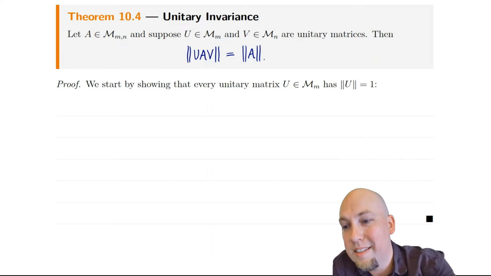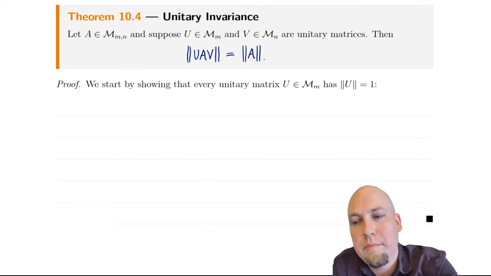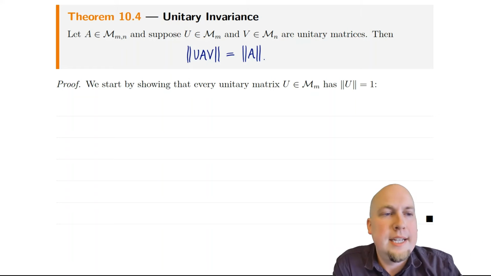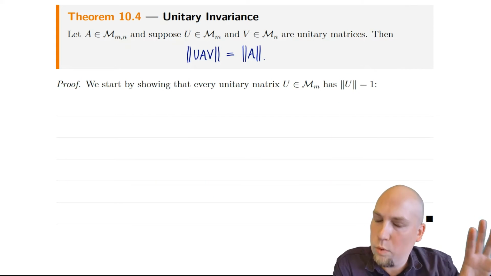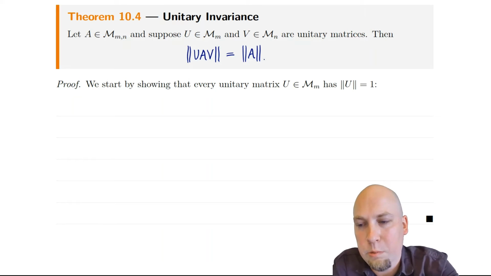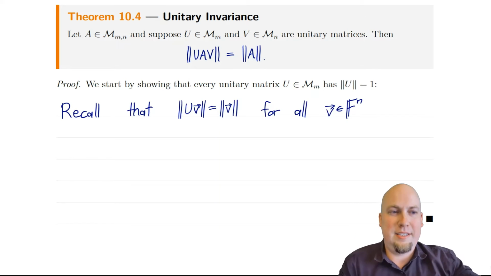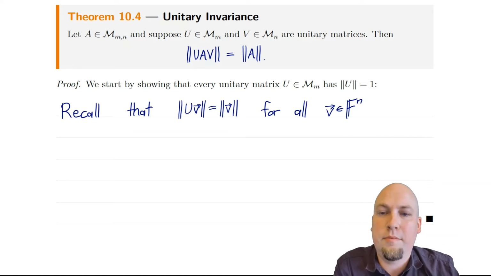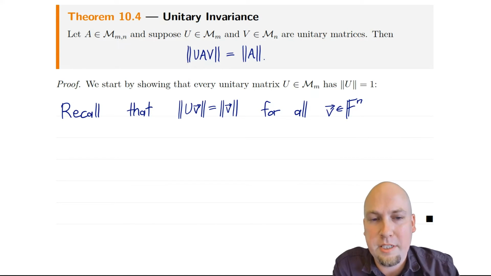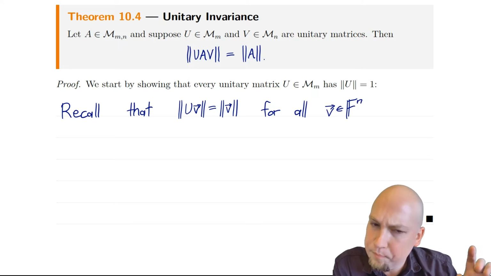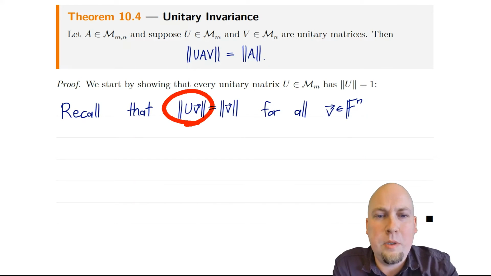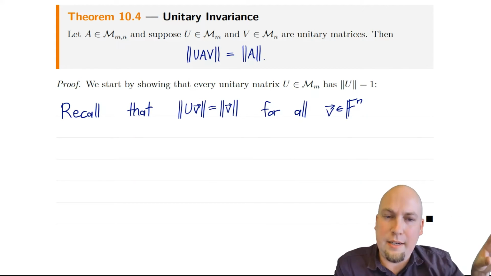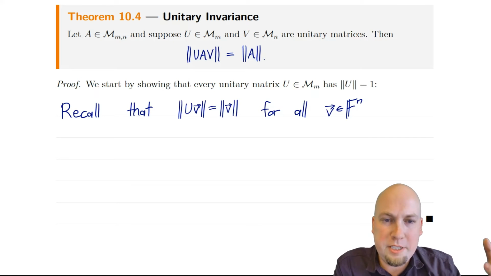So where does this one come from? How do we prove this? Well, the first step is to show that the operator norm of any unitary matrix equals 1. No matter what unitary matrix I pick, the operator norm is going to equal 1. You can think of this as a helper fact that I need to prove this helper theorem. So how do we show that every unitary matrix has operator norm 1? Again, just think about how much you can scale a vector. How much can a unitary matrix scale a vector?